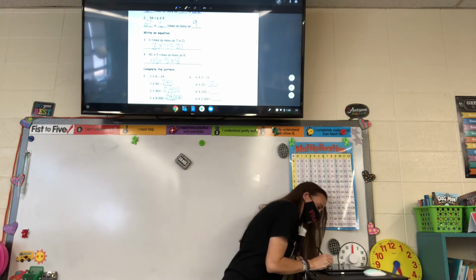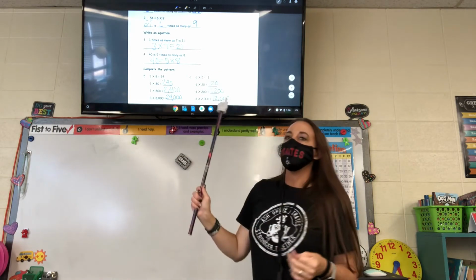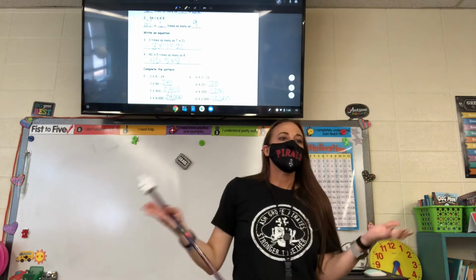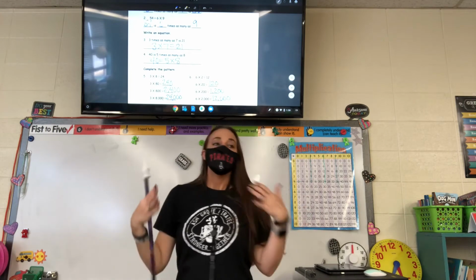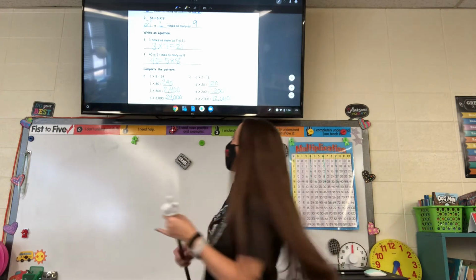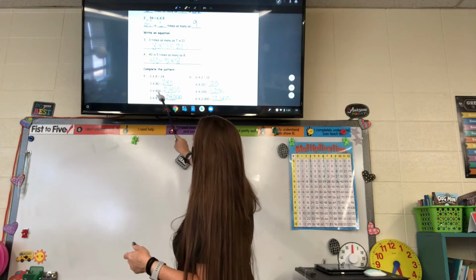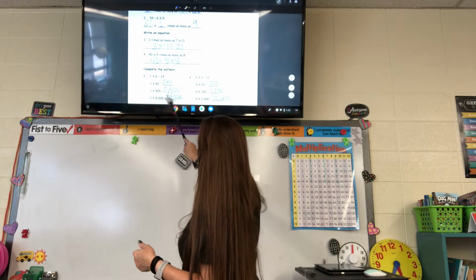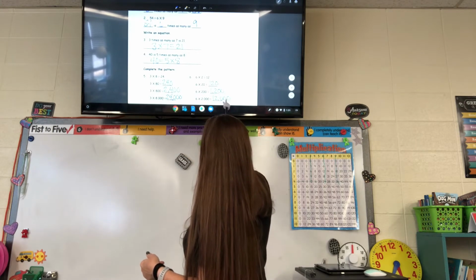120, 1,200, 12,000. Okay, so since our basic fact answer does not have a 0 in it, our zeros are going to be balanced on either side of the equal sign, just like a balance scale. So no zeros, 1 zero, 1 zero, 2 zeros, 2 zeros, 3 zeros, 3 zeros. Same over here. 1 and 1, 2 and 2, 3 and 3. Okay.